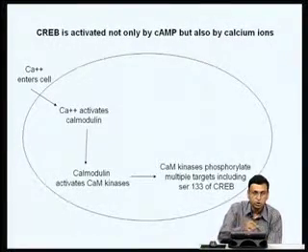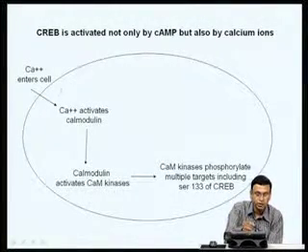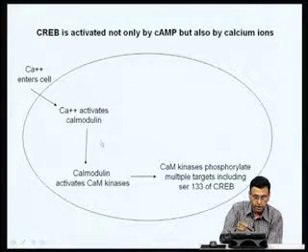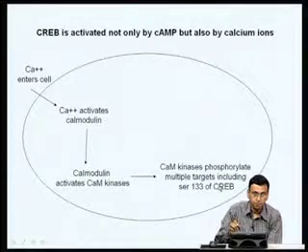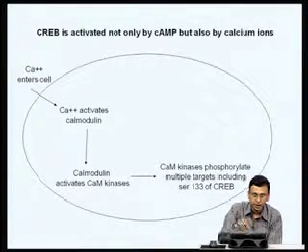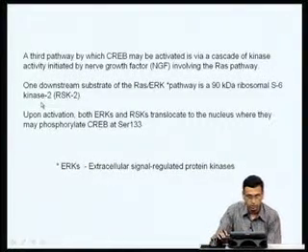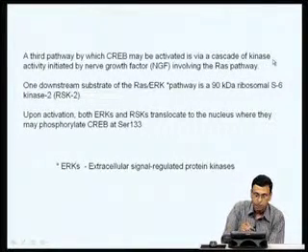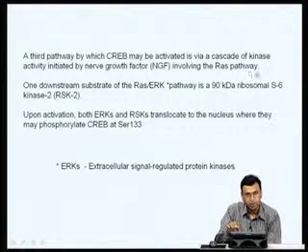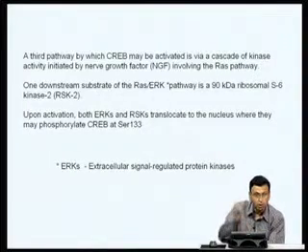So, this is a schematic that shows how calcium can activate CREB. When calcium is released, or when there is an intracellular increase in calcium levels, calcium activates calmodulin, and calmodulin now activates the calmodulin kinases or the CaM kinases. CaM kinases now go and phosphorylate multiple targets, including serine 133 of CREB. So, in addition to cyclic AMP and protein kinase A, calcium through calmodulin kinases can also activate CREB on cyclic AMP responsive genes. A third pathway by which CREB may be activated involves a cascade of kinase activity initiated by nerve growth factor involving the RAS pathway. In the schematic I had shown in the earlier slides, the third pathway involves the RAS pathway, which involves growth factor signaling.